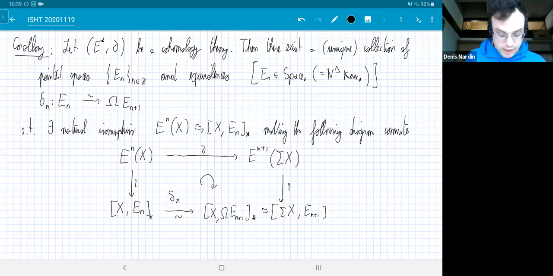Concretely, these objects, En and delta n, are what we're going to call spectra. And the point is that the functor from spectra to cohomology theories is full but not faithful. So if you have an isomorphism downstairs, you can lift it up upstairs, but maybe not in a unique way. It's a slightly subtle point. It goes under the name of phantom maps.